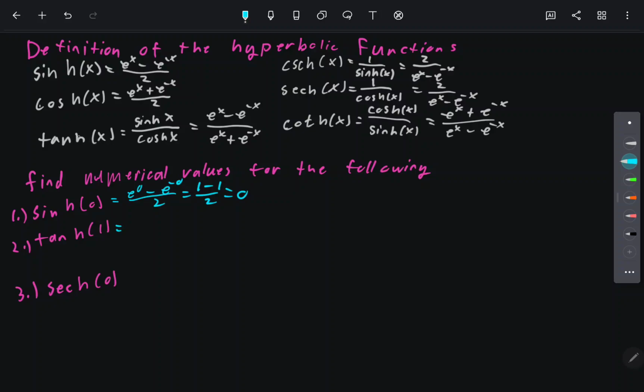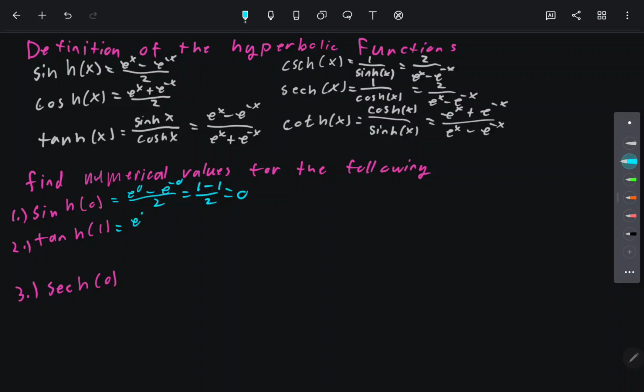What about this tangent h of x? Well, we know that the numerator here is going to be e to the 0 minus e to the negative 0, and the denominator is going to be e to the 0 plus e to the negative 0. So we get the answer of 0 over 2, or 0. Oh, wait, sorry. I realized that we're not evaluating this at 0. We're evaluating this at 1. My mistake. Bit more practice, though.